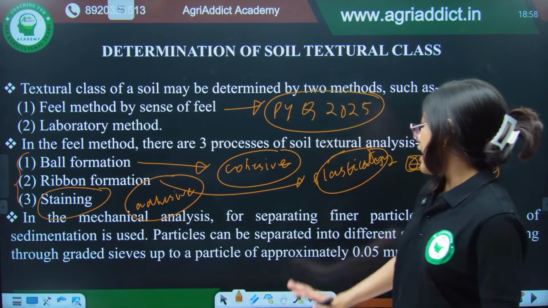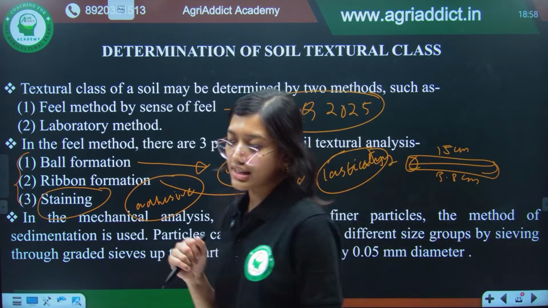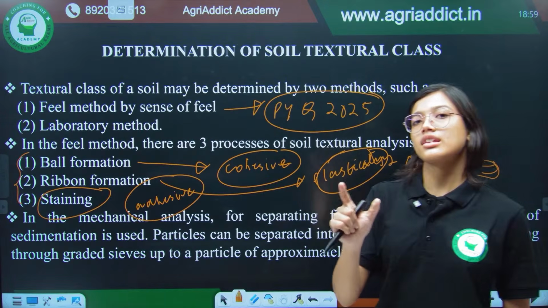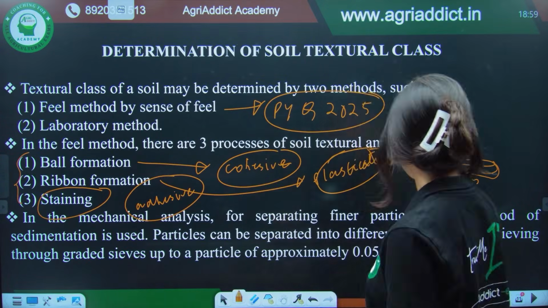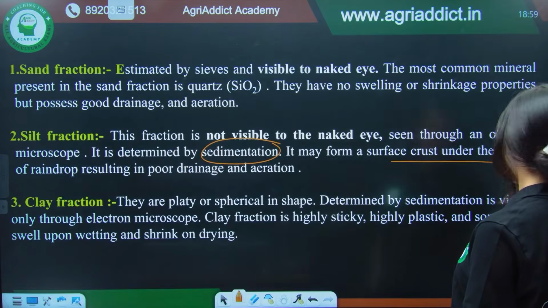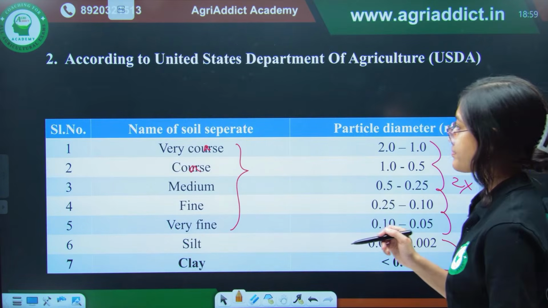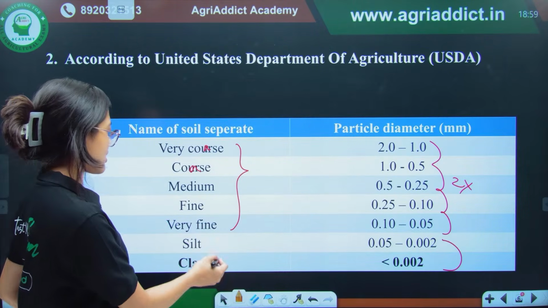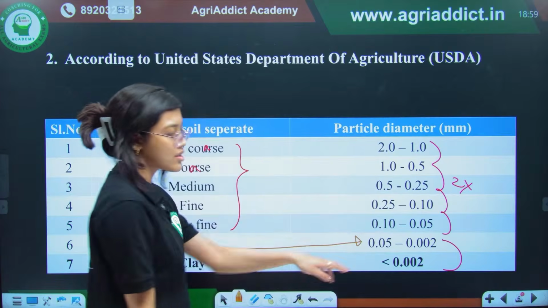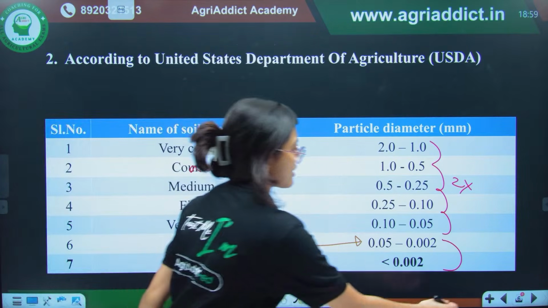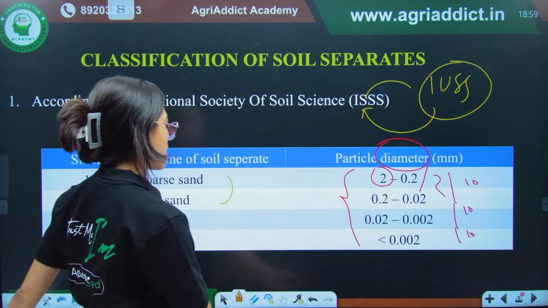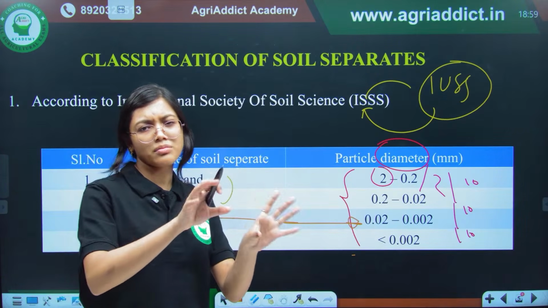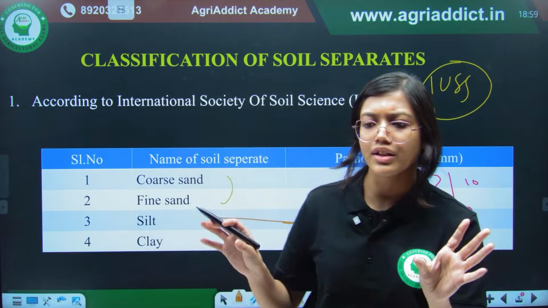Now, I had already mentioned the mechanical analysis. So, when will you go for mechanical analysis? I told you that for the sand particles, we actually prefer sieving. Now, let me show you the diameter. You see that in case of the USDA classification system, the silt starts from 0.05 millimeter. And in the ISSS classification also, the silt starts from 0.02 millimeter. So, we can assume that 0.02 and 0.05 are very similar to each other.